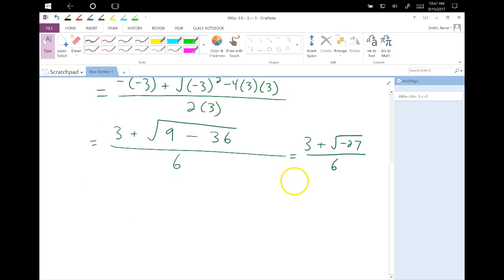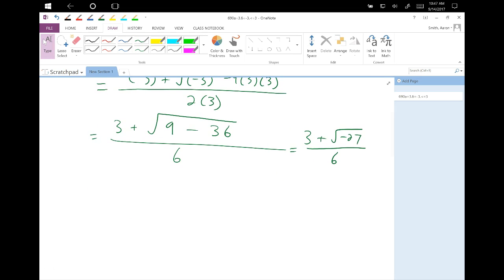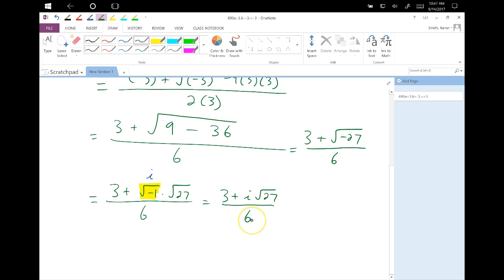Because I have a negative under the square root, remember I can break that up into the square root of negative 1 times the square root of 27. And the reason why I do that is because the square root of negative 1 is i. So I have 3 plus i times the square root of 27 over 6.